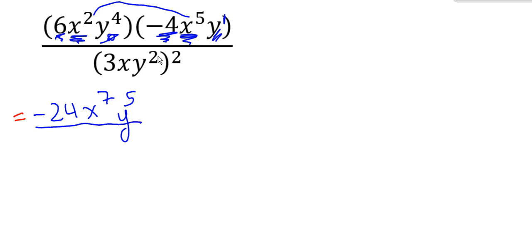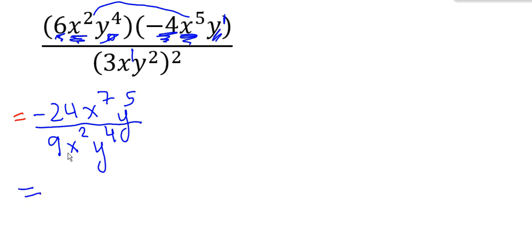And now let's do what's on the bottom of the fraction. So 3x to the 1, y squared, all of those are now squared. So 3 squared is 9. x to the 1 squared, 1 times 2 is 2. And y to the 2 squared, well, 2 times 2 is 4. So now I've done everything I can in the numerator and everything I can in the denominator.